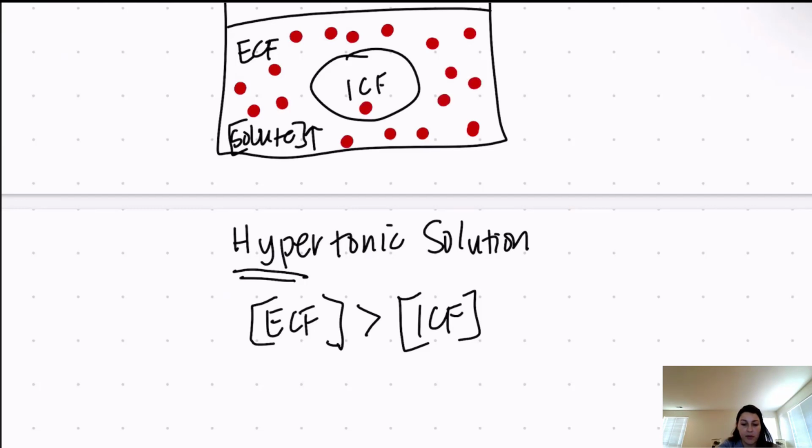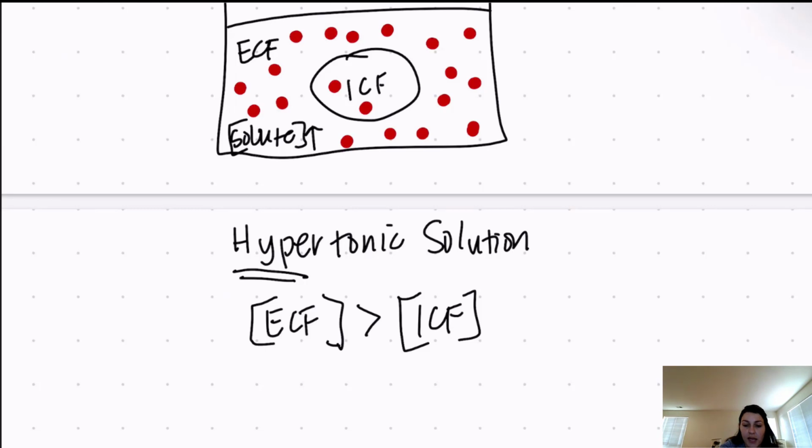Versus inside the cell, maybe we only have one. Let's say we have two inside of the cell. What that means is that the water inside of the cell is more diluted compared to outside of the cell. And outside of the cell in the ECF, there's more solutes. And so water kind of wants to go around diluting everything. That's what water wants to do.